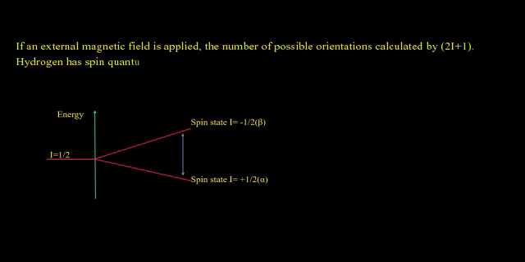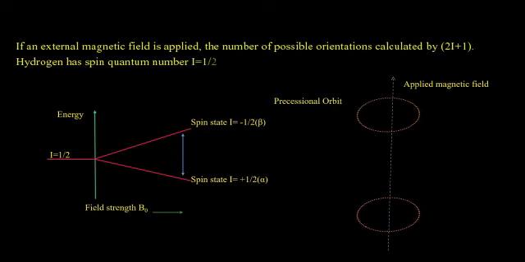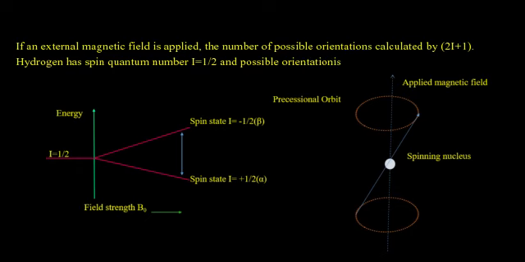Energy. By this diagram we can see energy versus field strength, that is I equal to plus 1 by 2. This is indicated by a pink line, and spin state I equal to minus 1 by 2 is beta, and at lower field, the spin state I equal to plus 1 by 2 is alpha. And it is seen by the precessional orbit when we apply a magnetic field to a spinning nucleus.